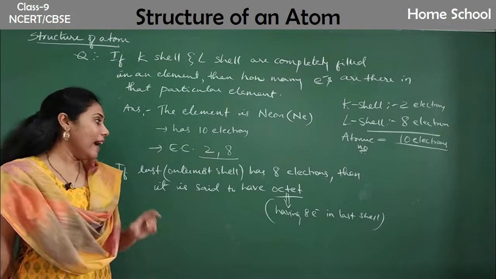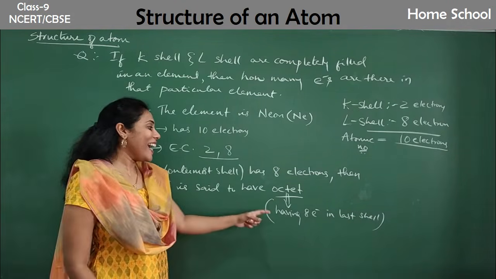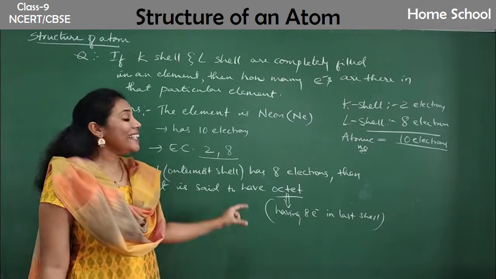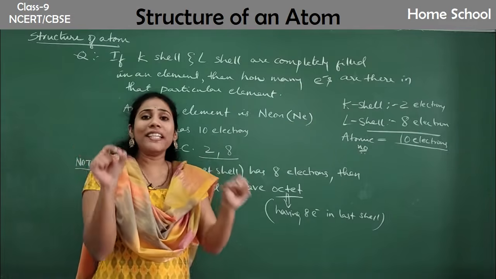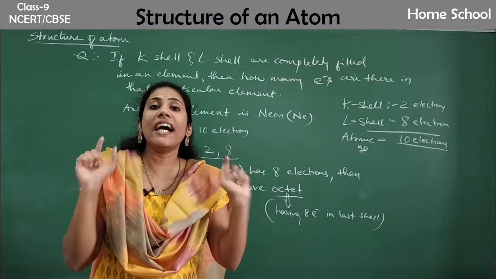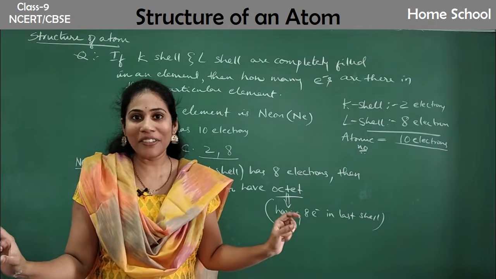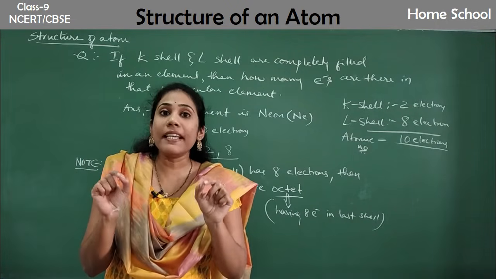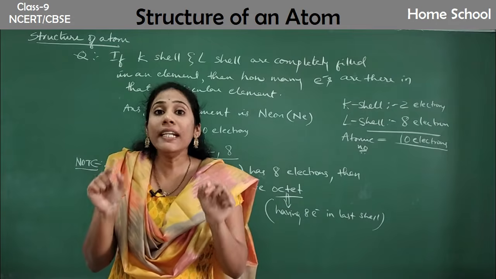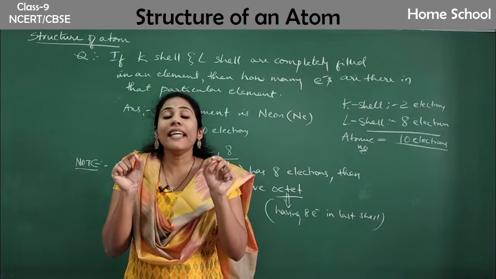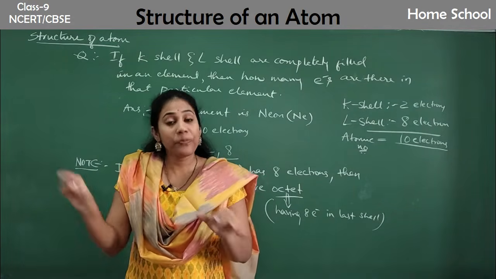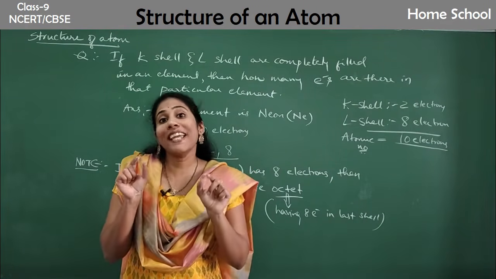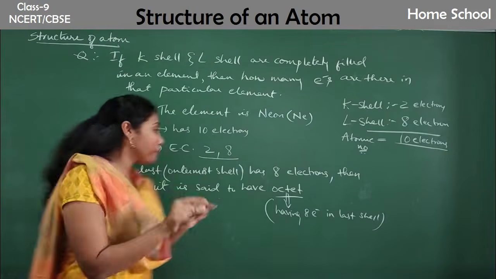Okay, and now whichever element has 8 electrons in the last shell is said to have very, very high stability. Clear, everybody? The number of electrons present in the last shell will tell you whether the element or atom is stable or not. So when do you say an element is stable?